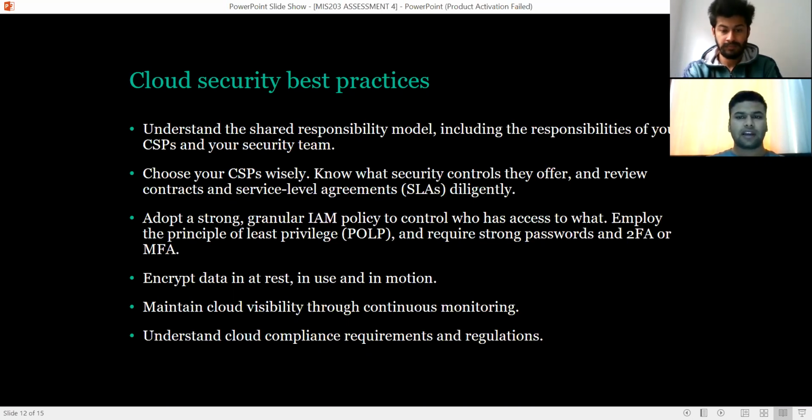Adopt a strong, granular IAM policy to control who has access to what, and employ the principle of least privilege. Require strong passwords and 2FA or MFA. Encrypt data at rest, in use, and in motion. Maintain cloud visibility through continuous monitoring. Understand cloud compliance requirements and regulations. Establish and enforce cloud security policies. Conduct security awareness training for employees, third-party partners, and anyone accessing organizational cloud resources. Segment clouds and workloads.